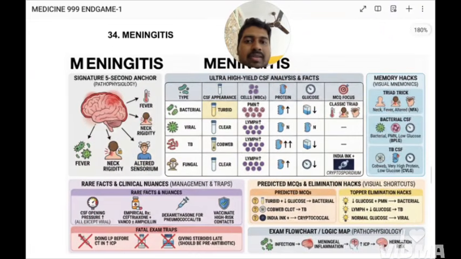Yes, coming to the infection part of the CNS, that is meningitis. Now meningitis is the inflammation of the meningeal layer of the brain. Inflammation of the brain parenchyma is known as encephalitis. So this is encephalitis. The outer layer is known as meningitis.